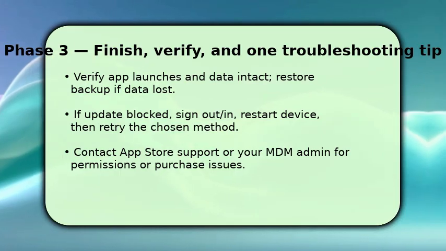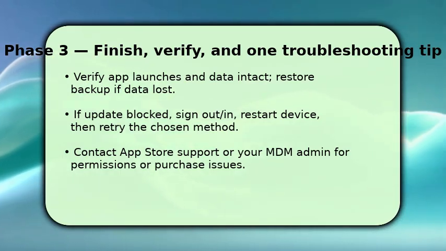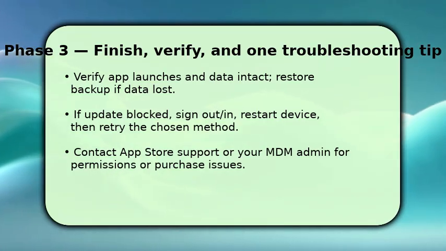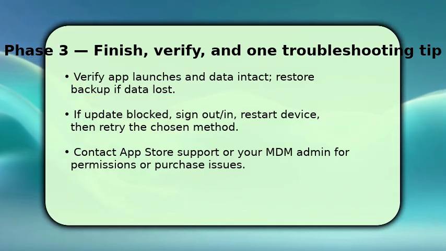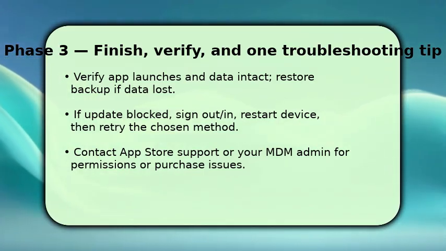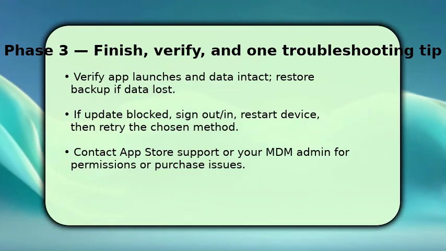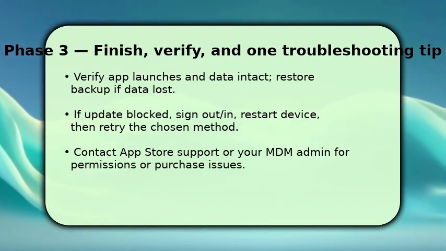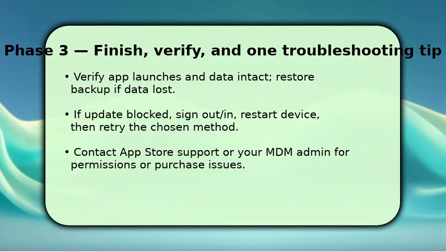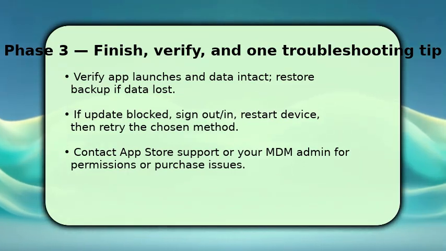If the update fails, sign out of the App Store, restart the device, and retry the chosen update path. Sometimes a simple restart clears cached auth. If you hit permission or purchase restrictions, contact the family organizer, your MDM administrator, or App Store support for resolution. You'll avoid risky workarounds and keep the device secure while resolving ownership or deployment issues.